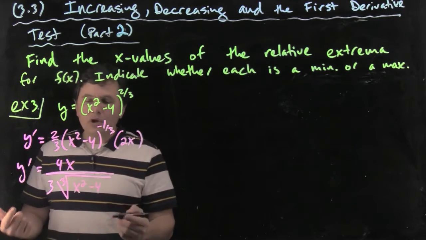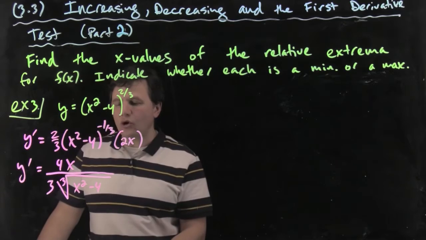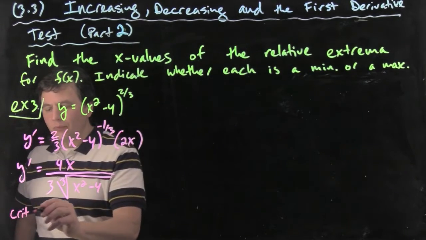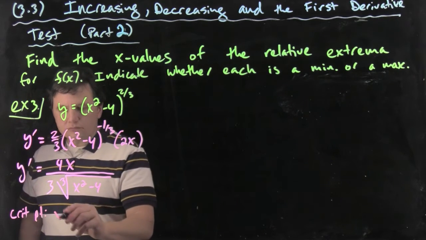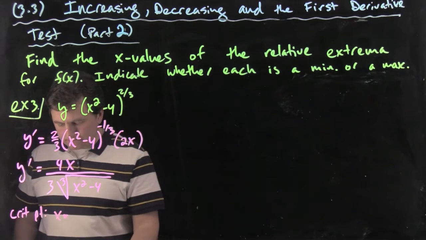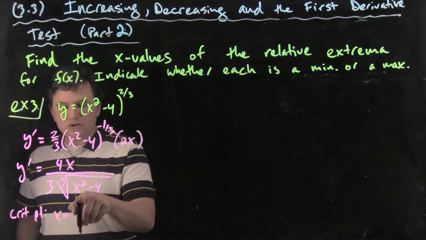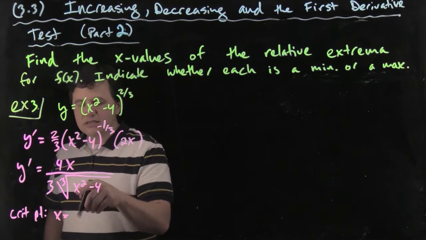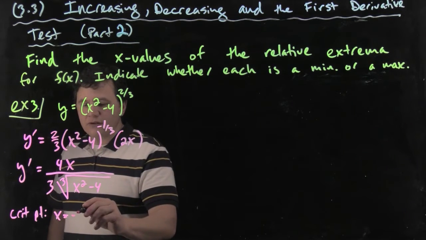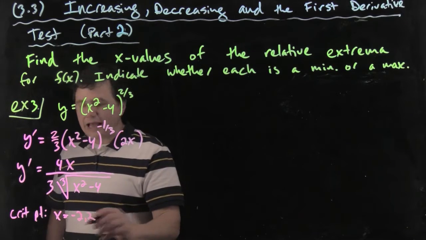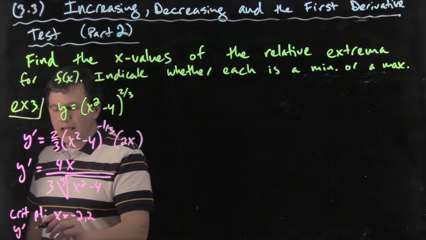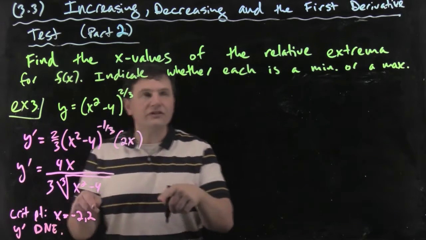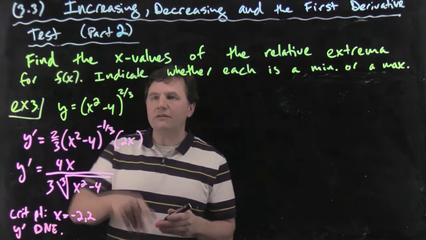Okay? Now, right away I have a critical point. So before I do anything, I know I have a critical point at x equals, actually I have 2, right? So I have 2 places that we're going to have a 0 in the denominator. 2 and negative 2 because of the square. So we have critical points at negative 2 and 2, and that is because y prime does not exist at those values.